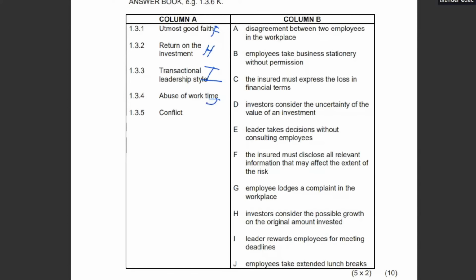So now we have conflict. Remember, conflict is when there is misunderstanding amongst or between different personnel. So in this regard, the conflict here is the disagreement, when people have a disagreement, when people see through different eyes. So the appropriate answer here is A, that reads as follows: a disagreement between two employees in the workplace. So the correct answer here is A.